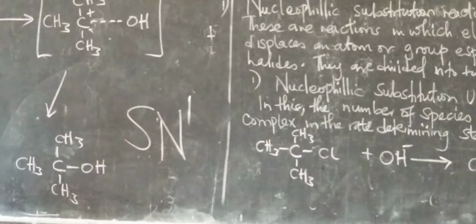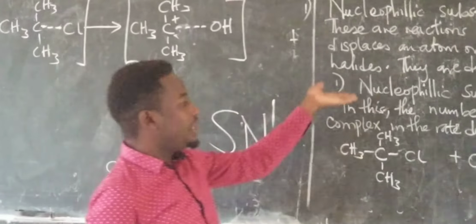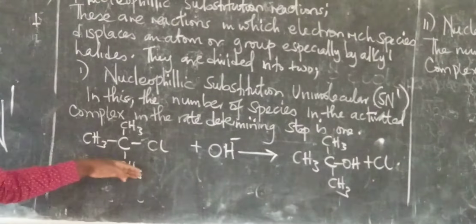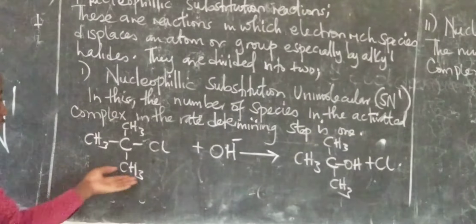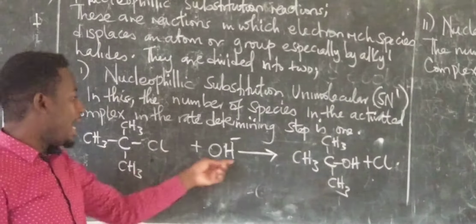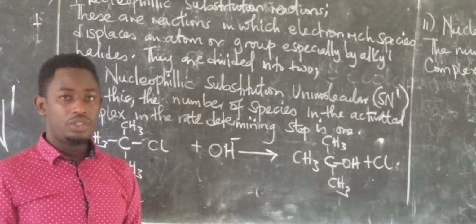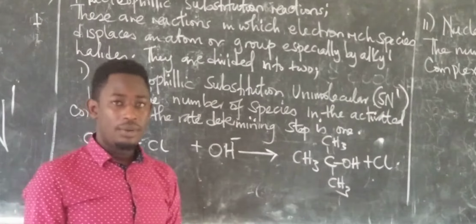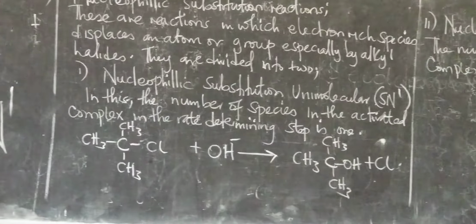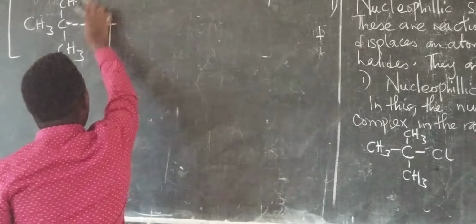Are we together? A clear example of a nucleophilic substitution reaction is this, whereby the tertiary alkyl halide is trying to react with a hydroxide, leading to the formation of an alcohol. If you want the mechanism, the clear mechanism, let us write it, because this one I was trying to show you the activated complexes.